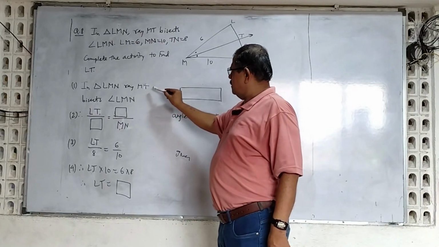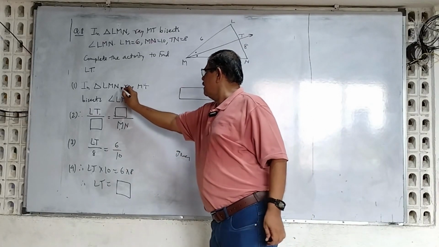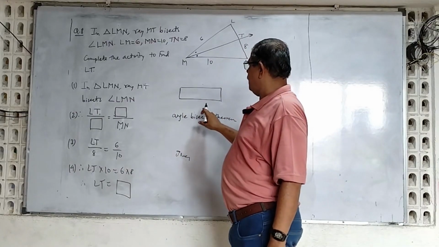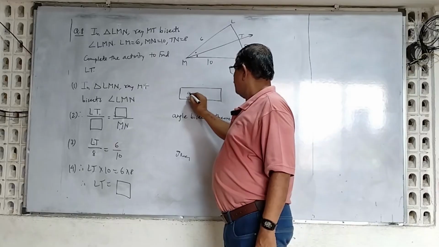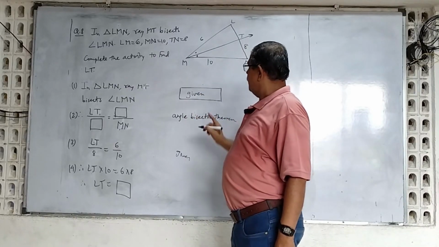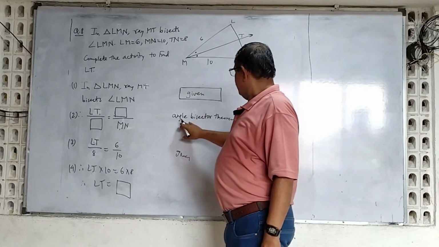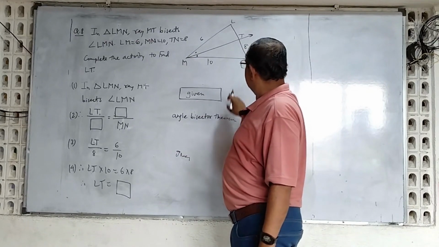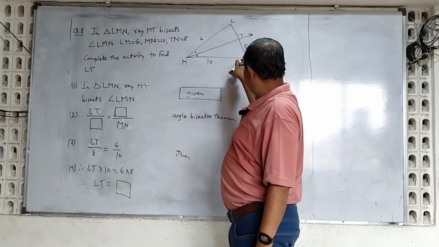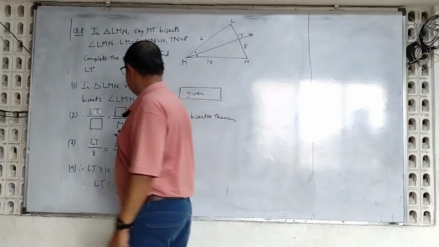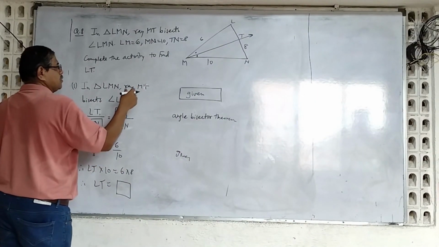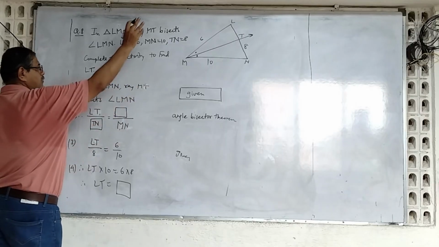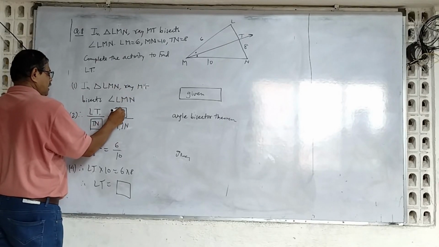Triangle LMN, ray LT bisects angle L. What will be the reason for this? Yes, good. Given. Therefore, we have to apply the angle bisector theorem. So what is that? LT upon what will we get? TN. LT upon TN is equal to LM upon MN, you can write either one.